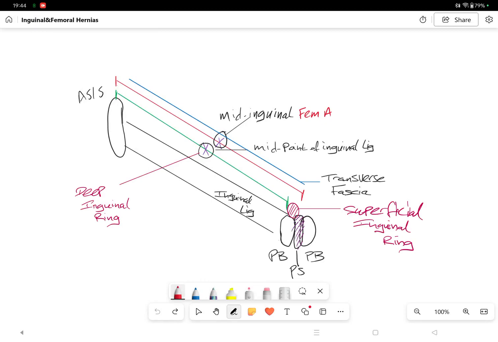Hernias, inguinal, both direct and indirect, versus femoral. So firstly, let's do femoral hernias versus inguinal hernias. Now, in order to understand some of this, we need to appreciate the anatomy in the area. So let's appreciate firstly the inguinal ligament.